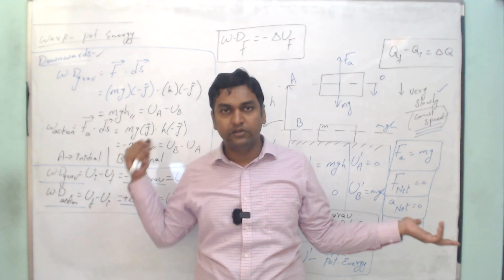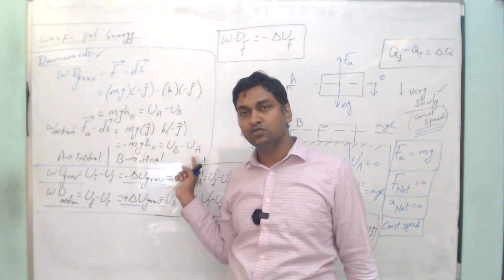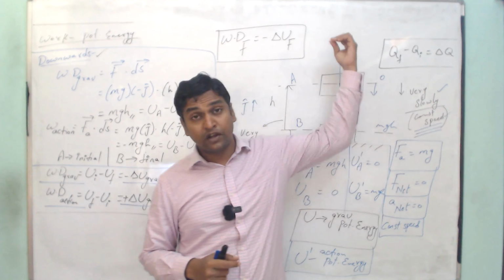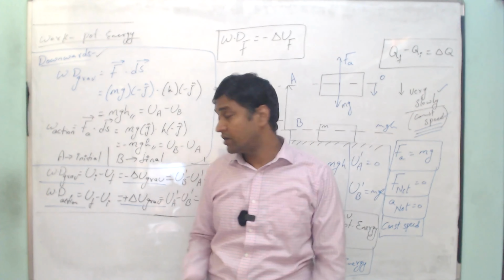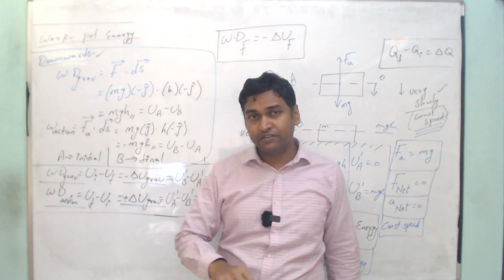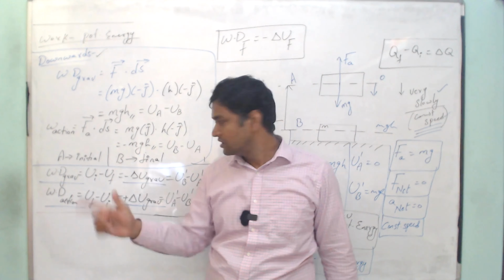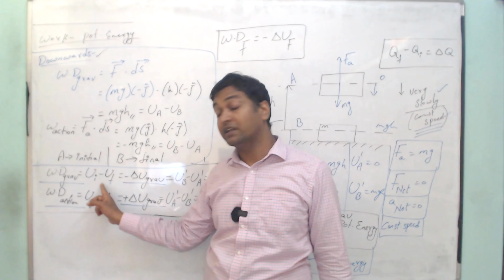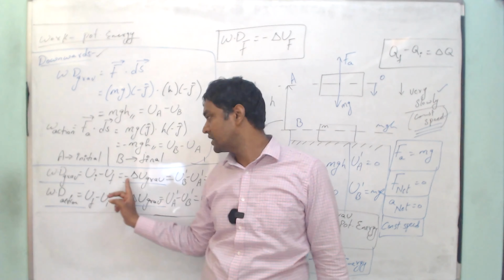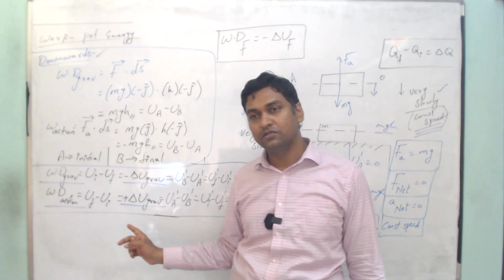From there, I got UA minus UB, and this minus mgh as UB minus UA. But while coming downward, I know what is initial and what is final. So now I want to write it in terms of initial and final. Whenever we talk in physics, final minus initial is change. So in terms of change in gravitational potential energy, I'll get this as negative, whereas this I'll get as positive.